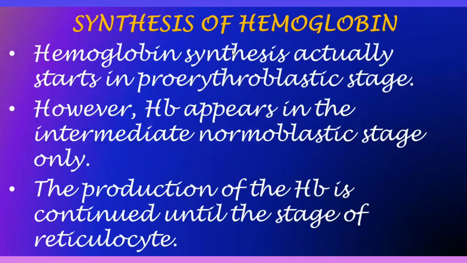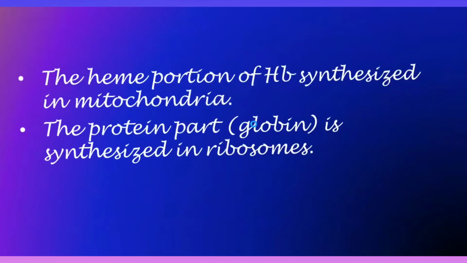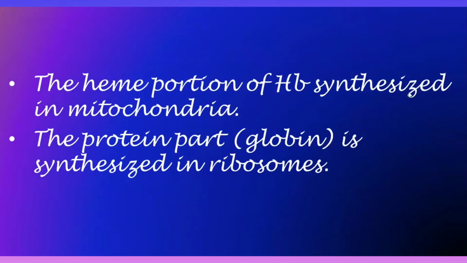Coming to the synthesis of hemoglobin, hemoglobin synthesis actually starts in the pro-erythroblastic stage. However, hemoglobin appears in the intermediate normoblastic stage only. The production of hemoglobin is continued until the stage of reticulocyte. The heme portion of hemoglobin is synthesized in the mitochondria. So where is it synthesized? In the mitochondria. The protein part is synthesized in the ribosomes. Protein means ribosomes and heme is synthesized in the mitochondria.